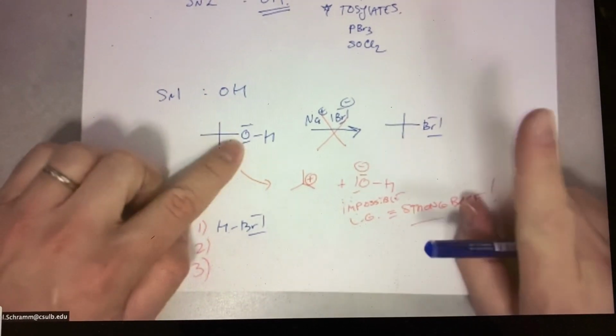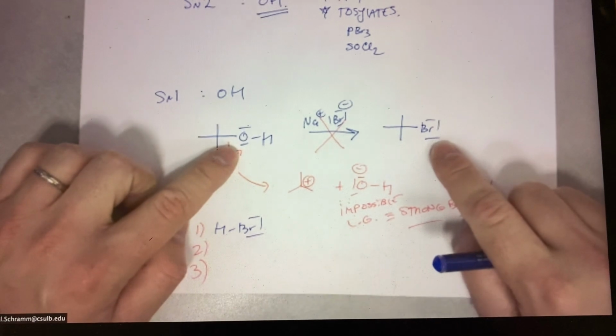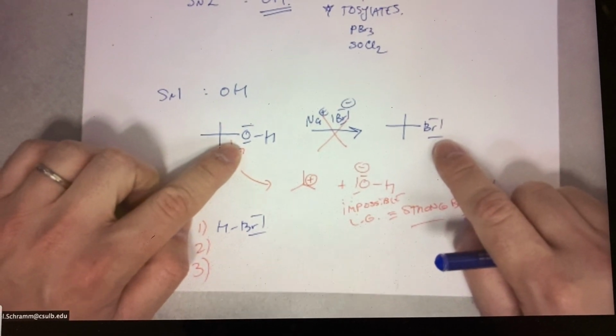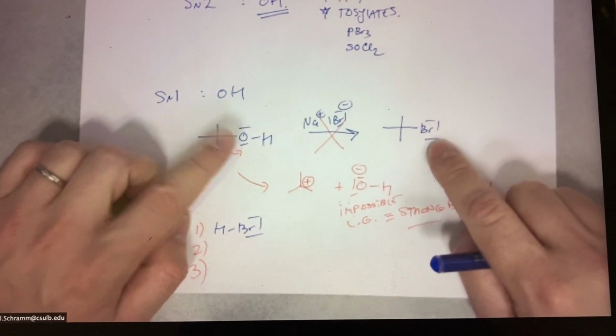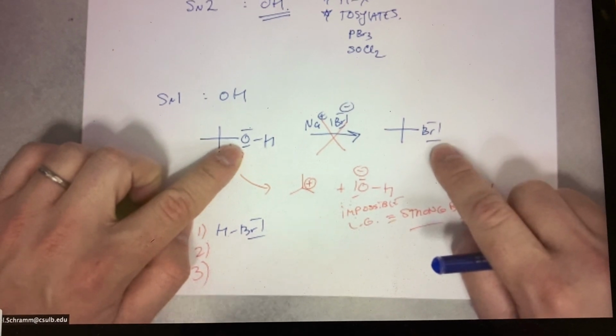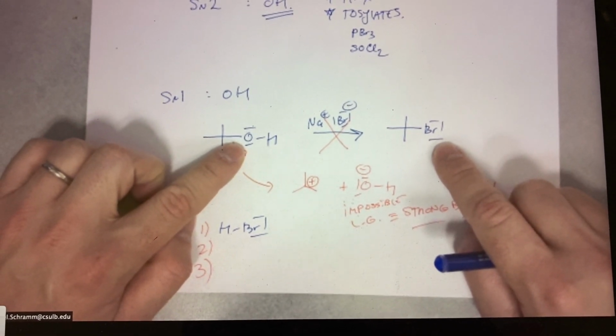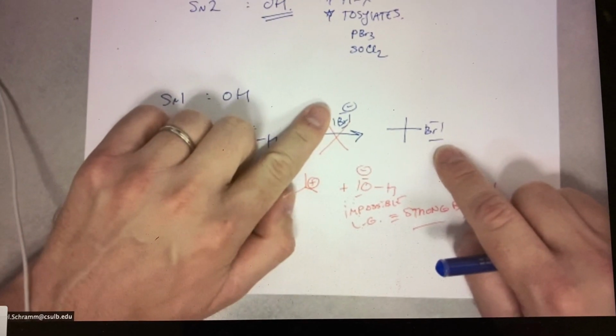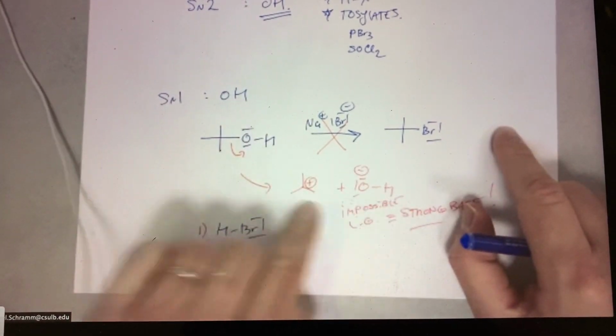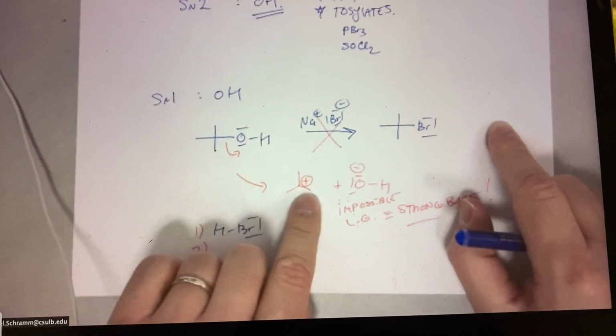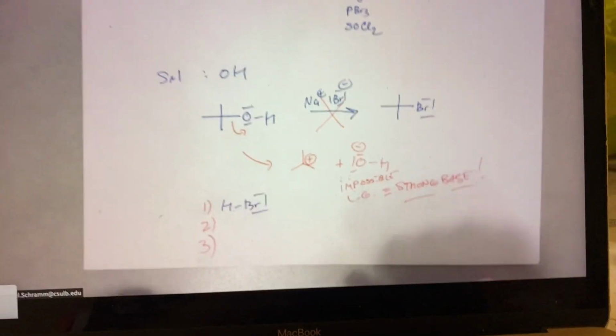If we wanted to convert this to chloride, HCl would be a good choice. So I appreciate that you wrote that. If we wanted to convert this from alcohol to iodide, HI would be a good choice. But Cl- or I- would be bad choices because we still have this problem here. We're not going to make strong bases a leaving group.